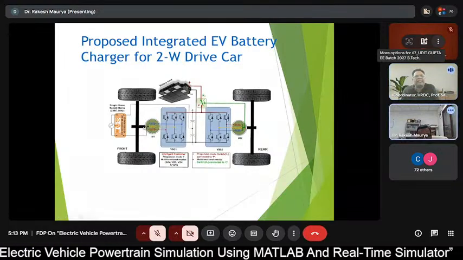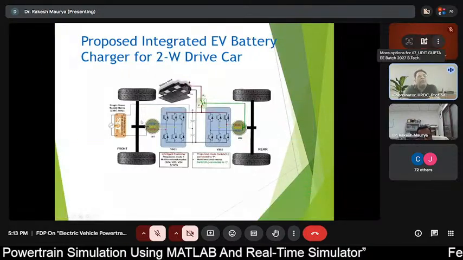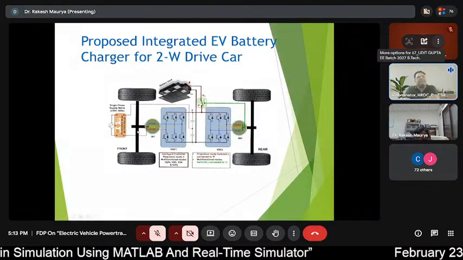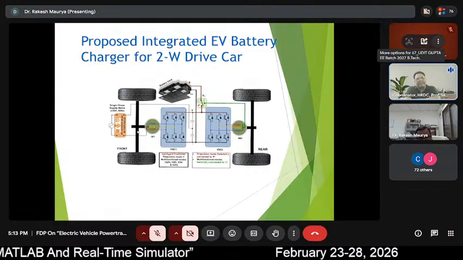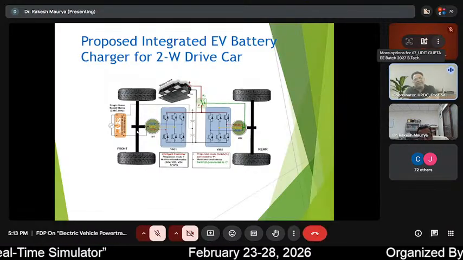Actually, my question is, how do we practically realize this single phase transformer on the EV itself? That is my particular question.